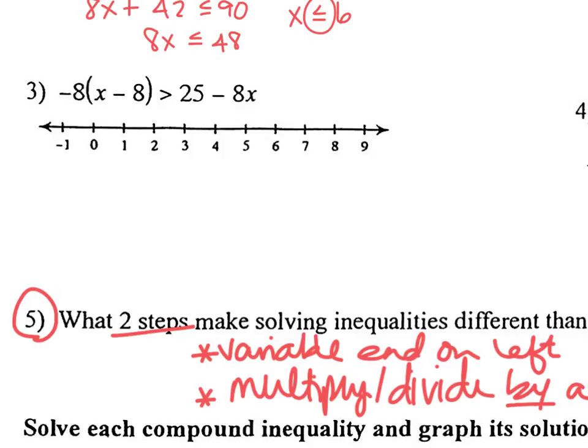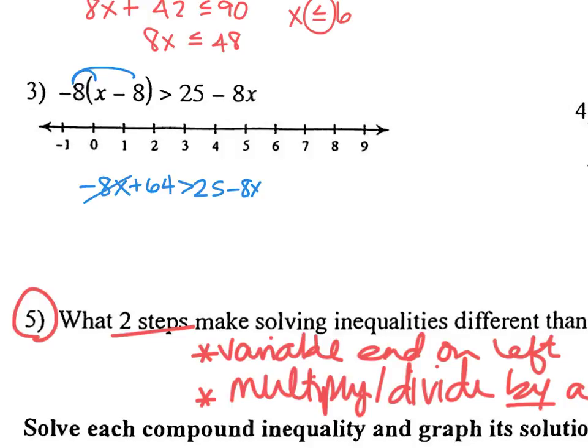Okay, question 3. I'm going to distribute my negative. Now, this is kind of a trick here, or it might trick you. When you distribute a negative, that's not going to flip the symbol around. It's when you multiply or divide both sides by a negative that's going to change the symbol. So this is going to be negative 8x plus 64 is greater than 25 minus 8x.